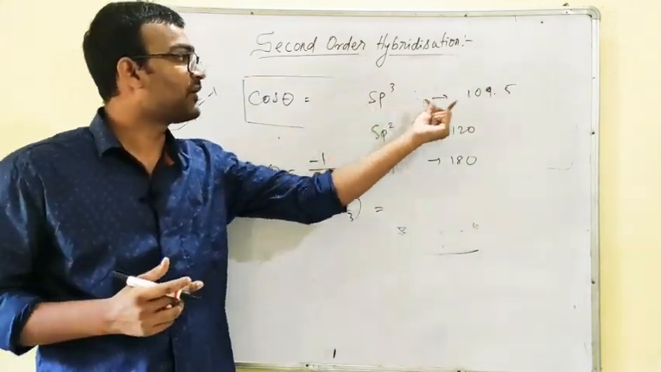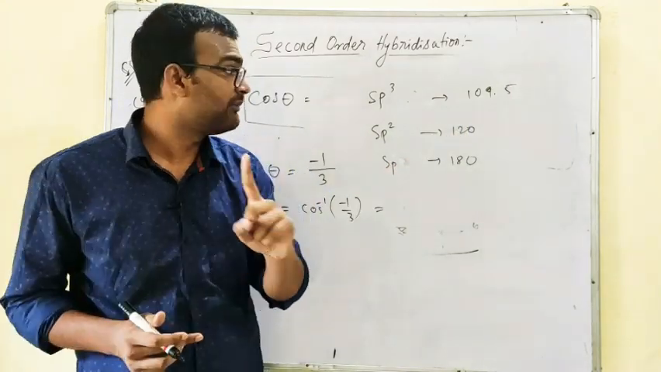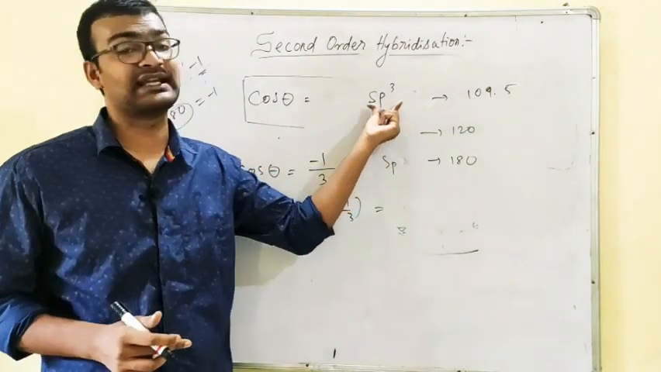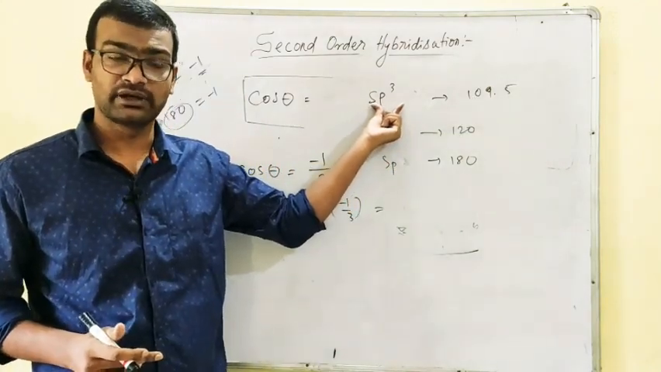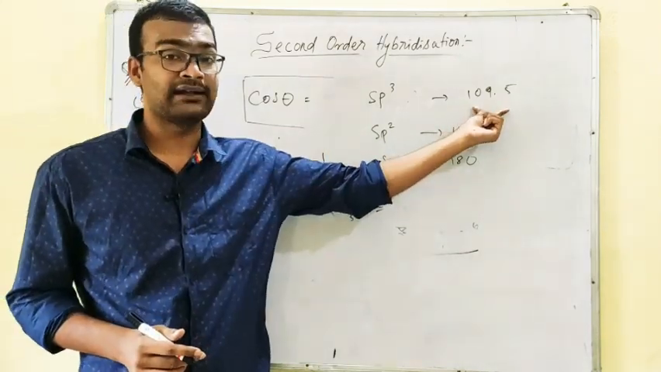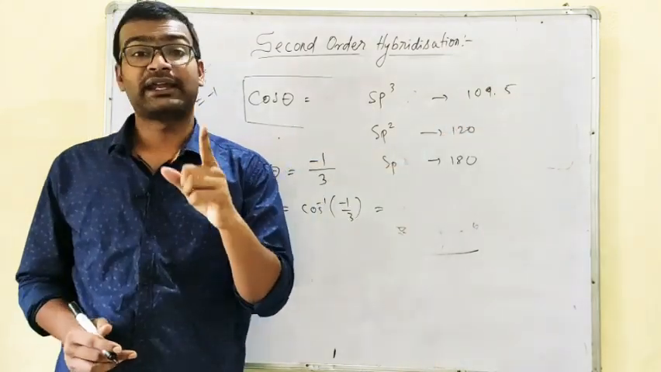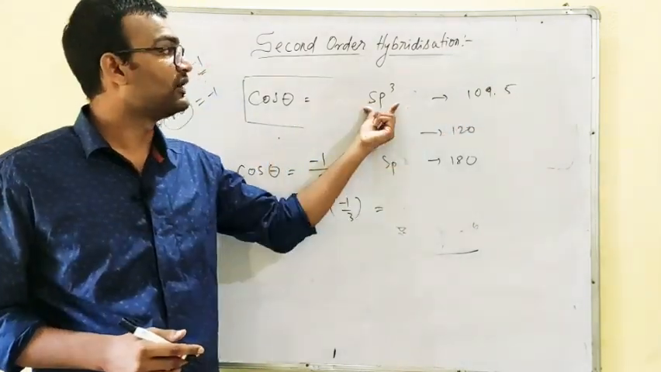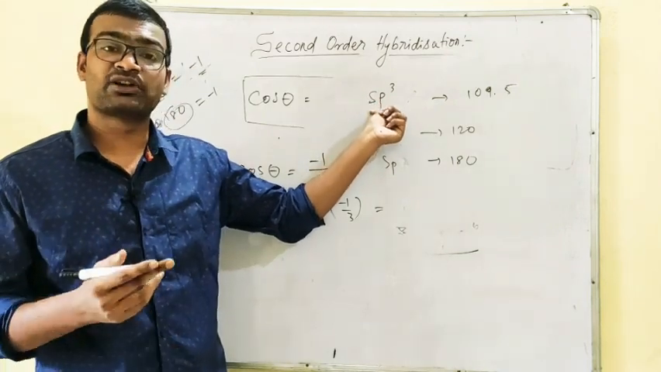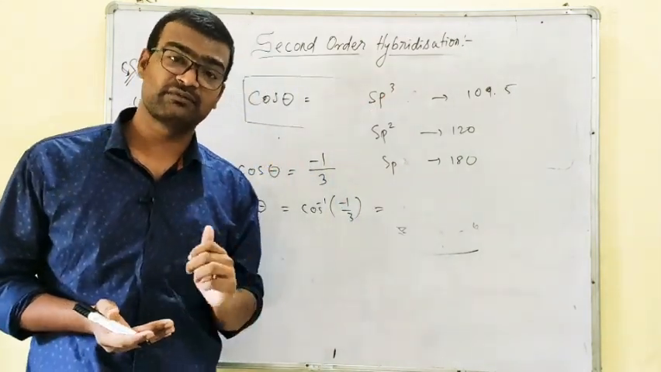So for sp3, the bond angle is 109.5. Any molecule having a bond angle of 109.5 has exactly sp3 hybridization. But in case any molecule deviates from the ideal bond angle, in that case you cannot say the hybridization of the molecule is sp3, because this tells the percentage of s and the percentage of p, or the fraction of s and fraction of p orbital.